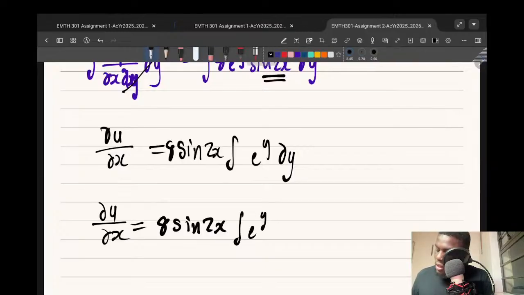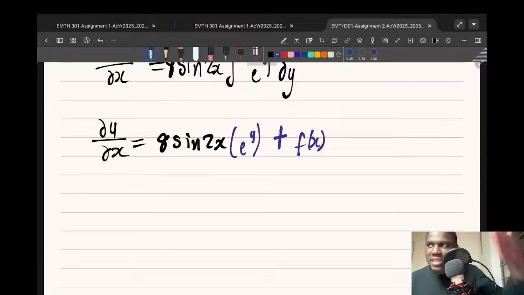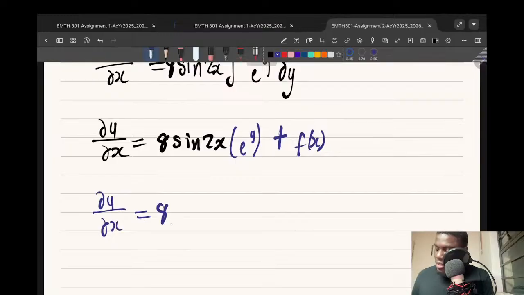So now it's going to be del u del x, sine 2x. Let's do the integration. The 8 should also come out, since it's also a constant, so it'll be 8 sine 2x times the integral of e to the y with respect to y. When you differentiate e to the y, it stays as e to the y. When you integrate e to the y, it also stays as e to the y. But because you have integrated with respect to y, you are treating x as the constant. That means the constant of integration will be a function of x. So del u del x will be equal to 8e to the y sine 2x plus f of x.